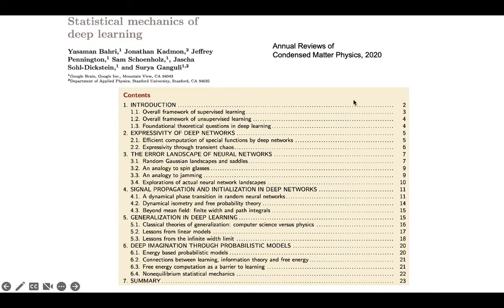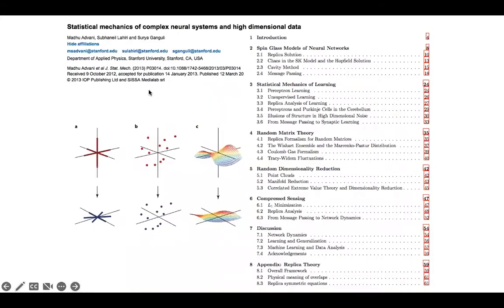And so here's a review article where we summarized the state of the field, our work and other people's work. Here's an older review article where we showed how ideas from statistical mechanics and condensed matter theory, namely replica theory, could be used in a unified way to understand learning, random matrices, random projections, compressed sensing, and so forth. So there's really a lot of room for an interplay between physics, math, and machine learning and neuroscience. And I think it's a really exciting area to work in.